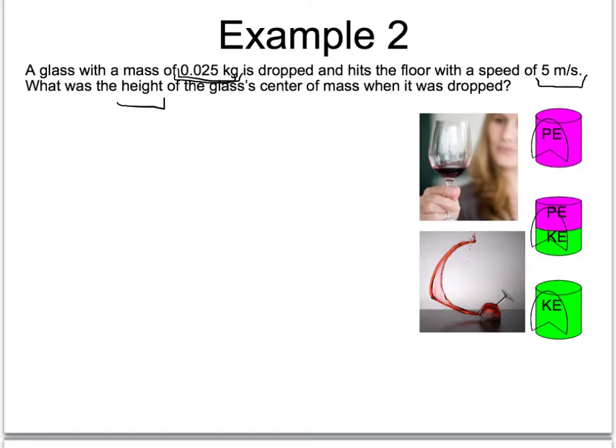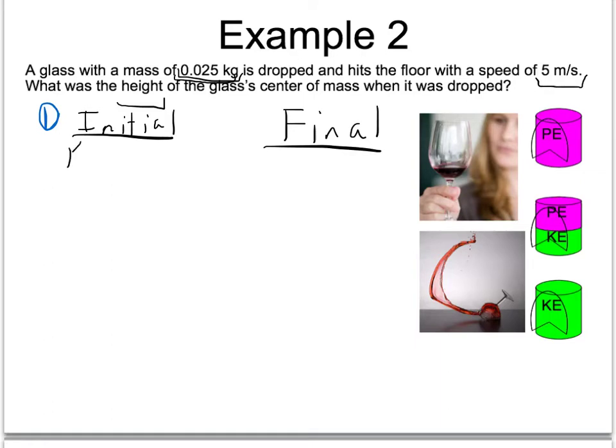This is a conservation of energy problem, and just like before, step 1 will be set up your initial and final conditions. And again, you don't even have to think about this. You just write initial, final, KE plus PE for the initial equals KE plus PE for the final. Next, we have to decide what the situation has at the beginning and at the end.